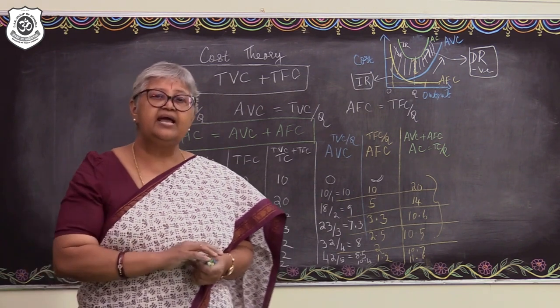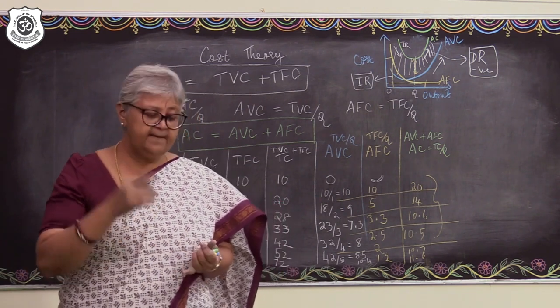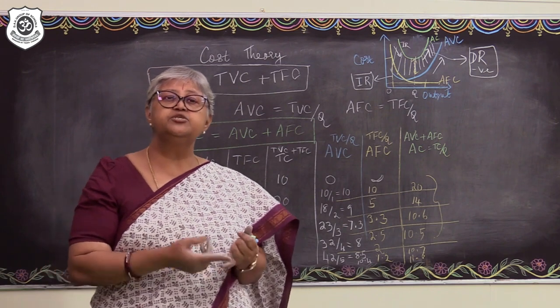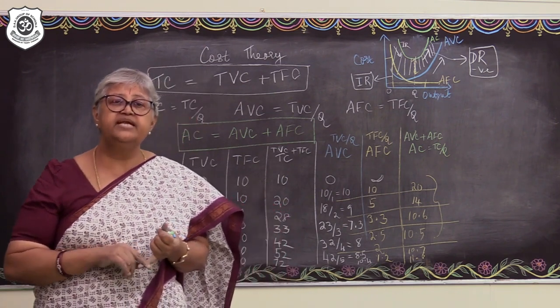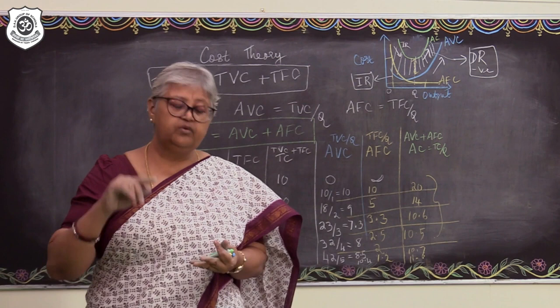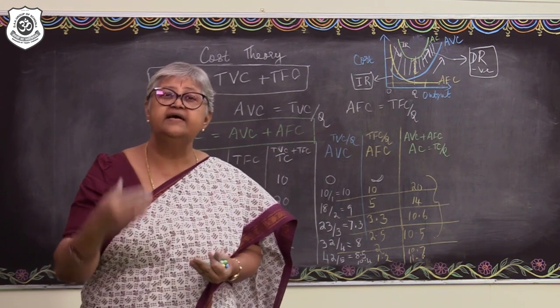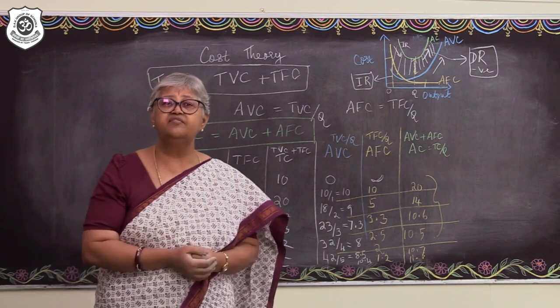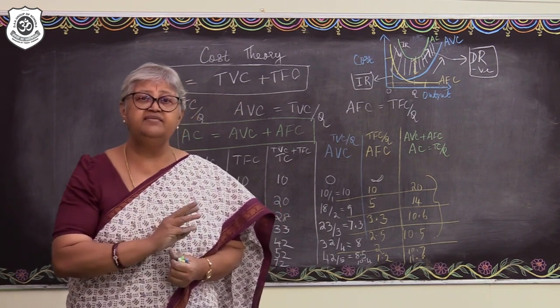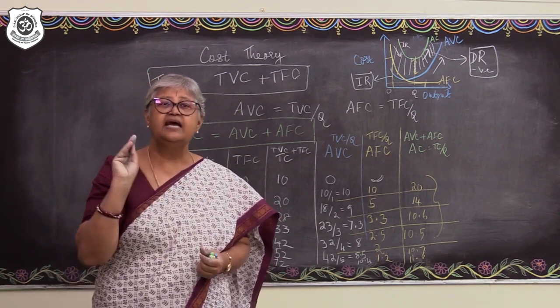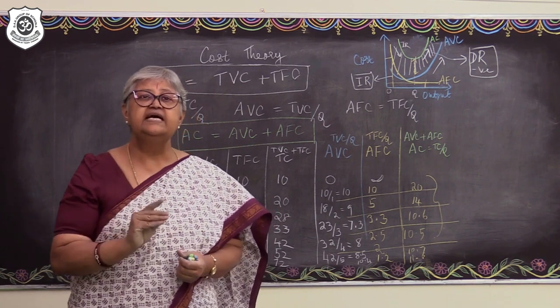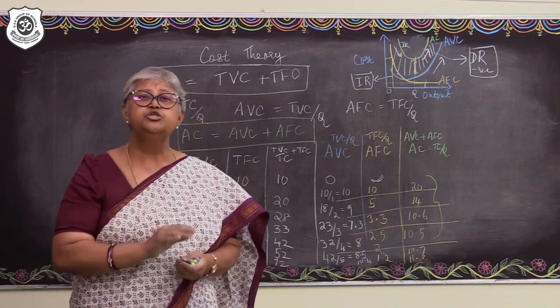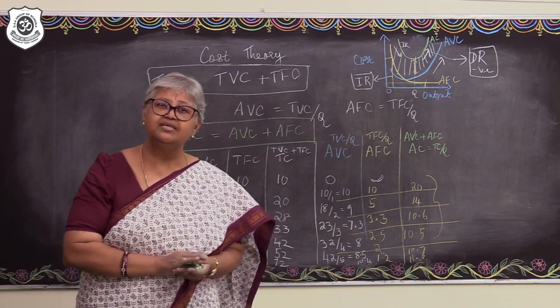So, we will try and understand the behavior of the additional cost of production or the marginal cost with reference to the total cost and also the total variable cost in the next clipping. So, here today we have discussed the behavior of the averages, the AVC, the AFC and also the AC as part and parcel of the short run production function.